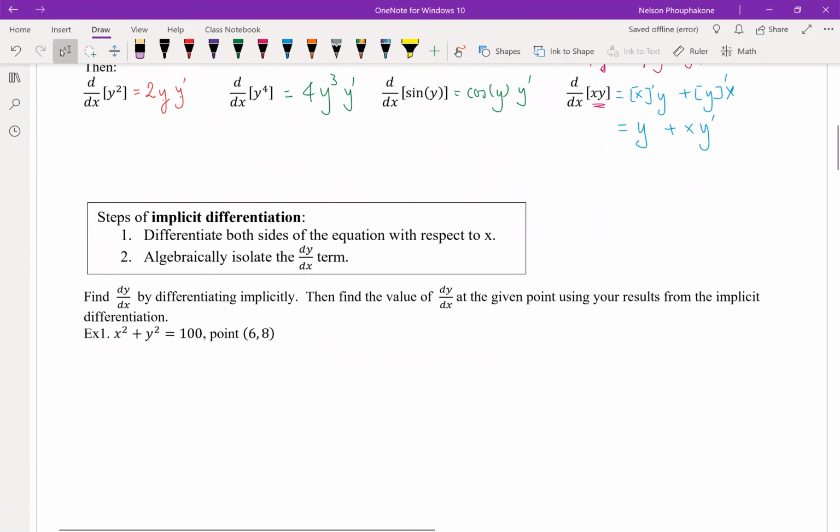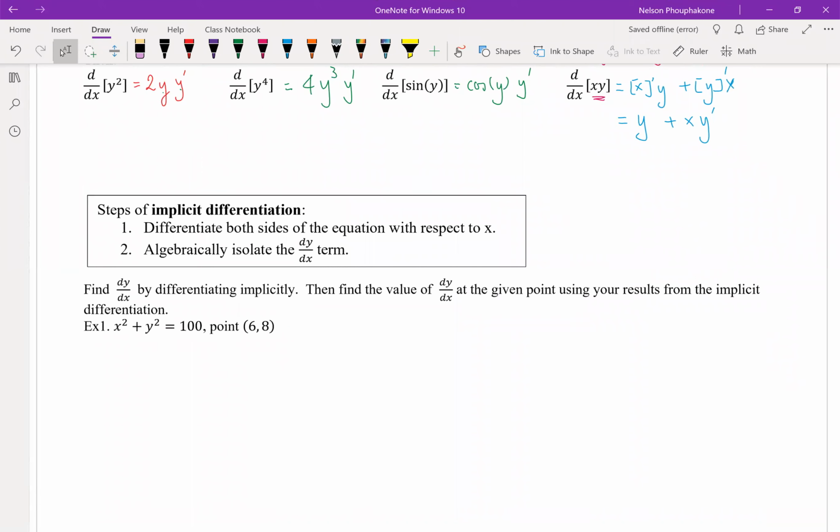Now, how do we actually do the implicit differentiation? We are going to differentiate both sides of the equation with respect to x.